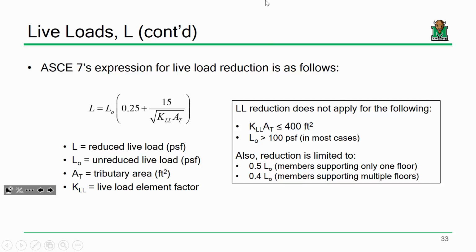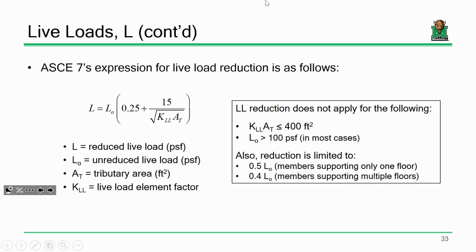So live load reduction does not apply for cases where you have really low tributary areas. If you're going to apply live load reduction, basically the code is saying you've got to apply it where it matters. If you've got a member that doesn't really have much tributary area, then you're not going to be allowed to apply it.